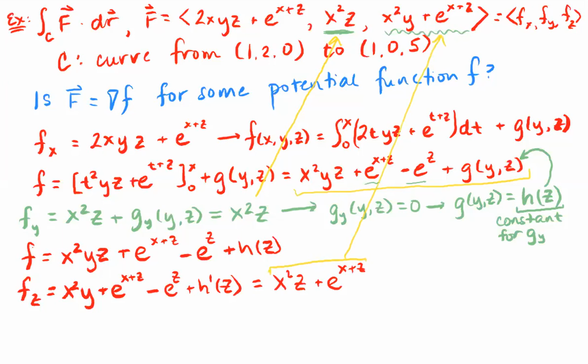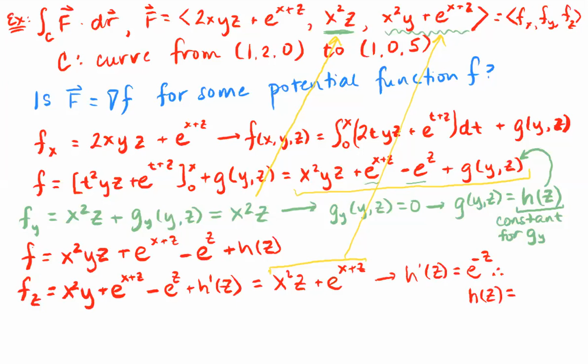And so I get the X squared Z's are going to cancel, the E to the X plus Z's are going to cancel, and I wind up with H prime of Z equals E to the negative Z. That's really my last step. Oh, sorry. No, that's not my last step. So therefore, H of Z is, oh, I made a mistake somewhere. What is it?